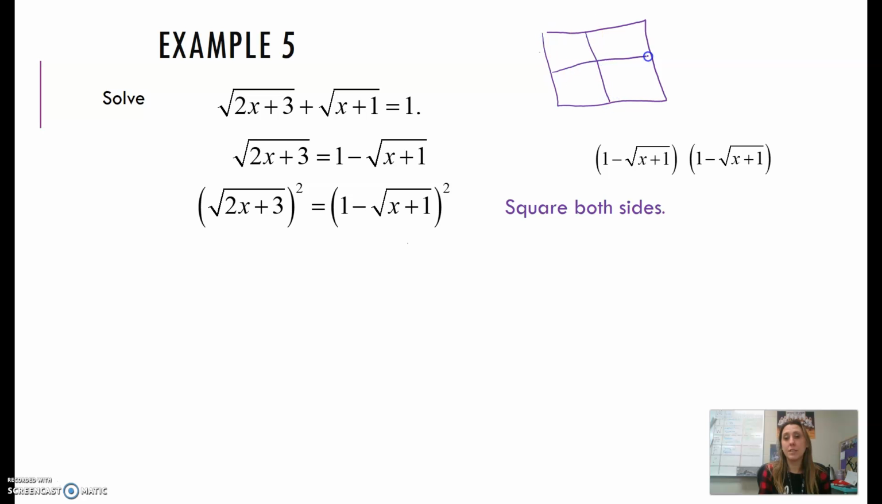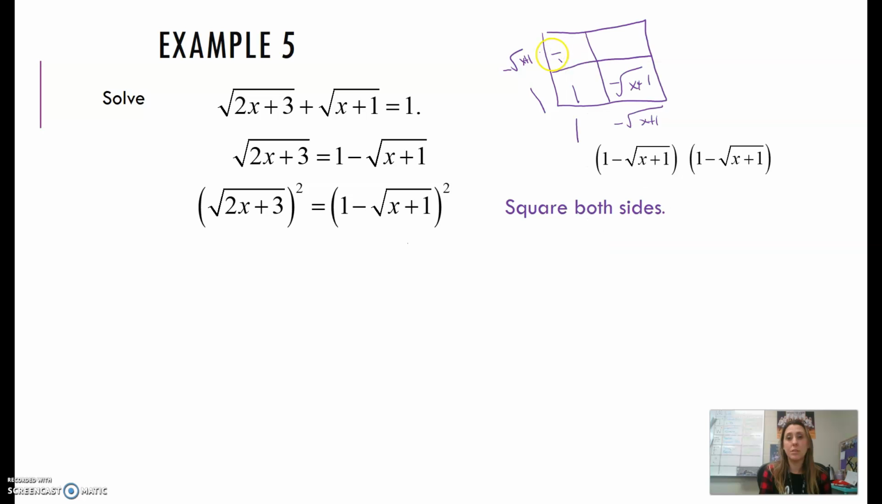I know that this is a little bit different. So we're going to get 1 minus the square root of x plus 1 all together. And then we have a 1 minus the square root of x plus 1. So we end up with 1 times 1 is 1. 1 times the negative square root of x plus 1 is the negative square root of x plus 1.